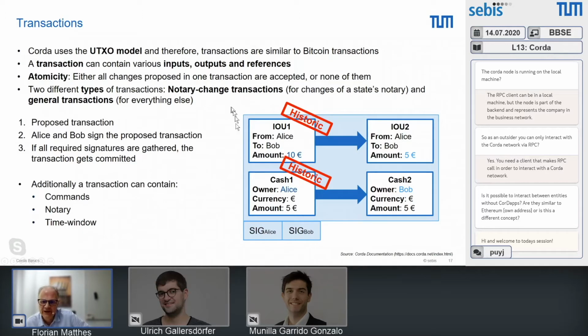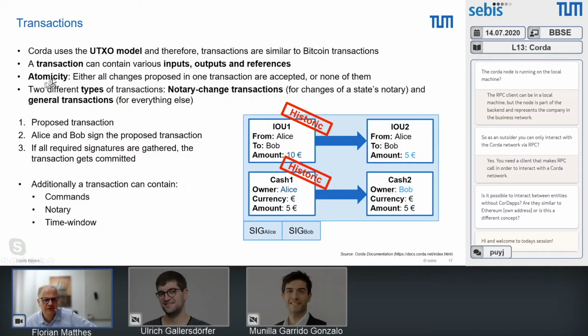So therefore, a transaction is an object, a value, like we have seen it with Bitcoin. Corda is similar to Bitcoin in that a transaction is an object, a value, which says, okay, this is the input states, and these are the output states. Once the transaction has been successfully executed, the inputs will be a historic state, and the outputs will be an unspent transaction output state, which has not yet been consumed by some other transaction. So a transaction contains various inputs, outputs, and references. References refer to other data structures which are not mutated, which are not changed.